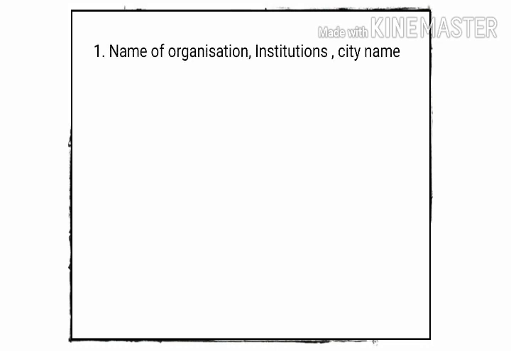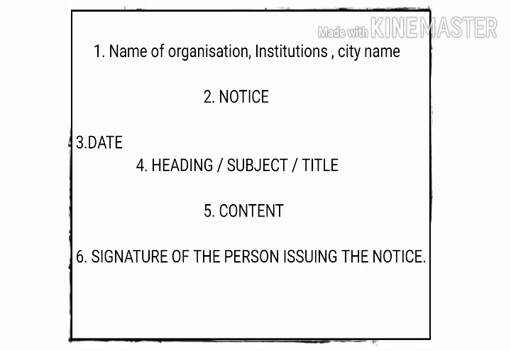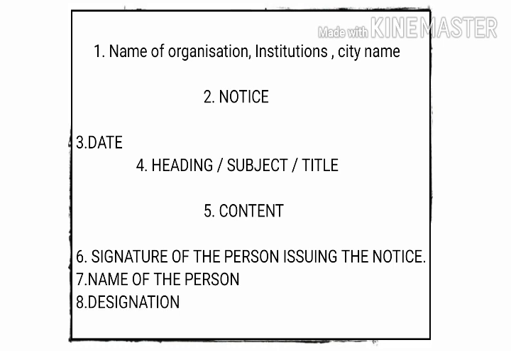Now, let's come to the format of the notice. Students, first, we should know that the notice is always put in a box. Name of the organization, institution or city is written on top and in capital letters. Then we leave a line and the word notice is written in the middle. Again leave a line and write date on the left hand side. Again we will leave a line and put the heading, subject or title in the middle. Again leave a line and write content. This content includes the main body of your notice, that is what the notice is about.